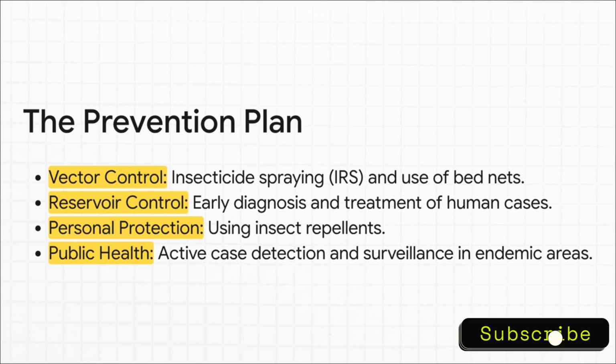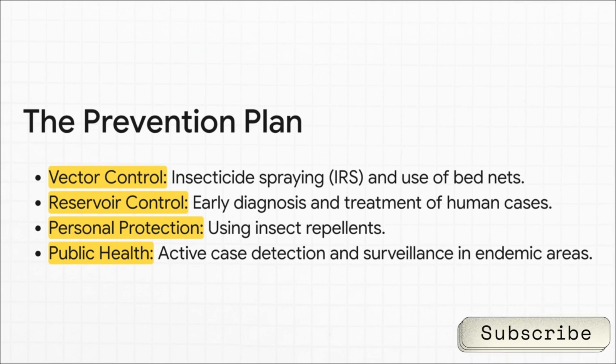So how do we stop this thing from spreading in the first place? Well, prevention is a full-on assault from multiple angles. First, you've got vector control, spraying insecticides and using bed nets to stop the sandflies. Then there's personal protection, using insect repellents. But the big one, especially in India, is reservoir control. Since humans are the main reservoir, that means we have to find every single case and treat them completely. That's how you break the chain of transmission. It's a massive public health effort.